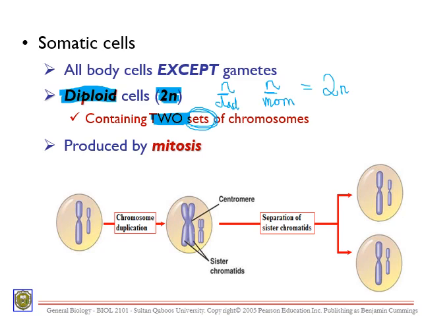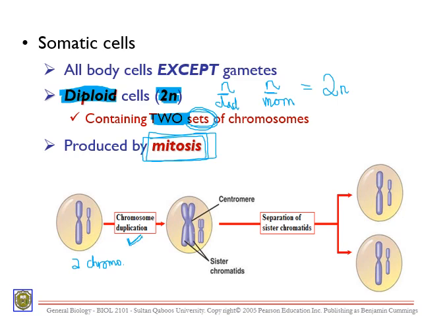How are somatic cells produced? They are produced by mitosis. Let's have a look at this figure. So we have this cell with how many chromosomes? Two chromosomes, right? Two chromosomes. Okay, now you will have chromosome duplication.